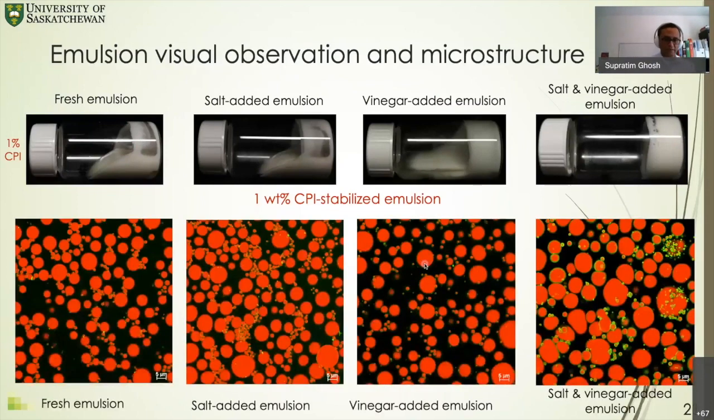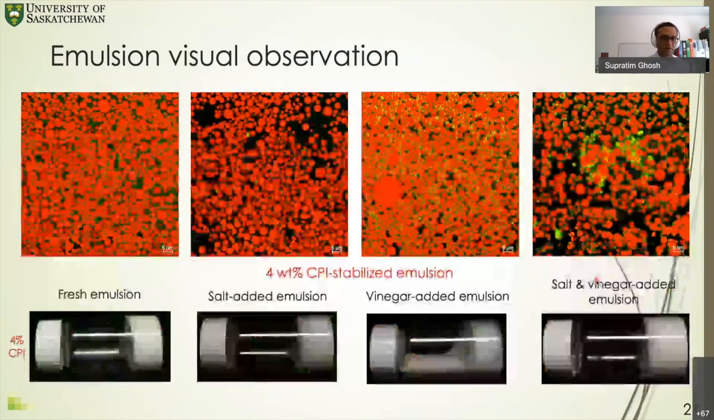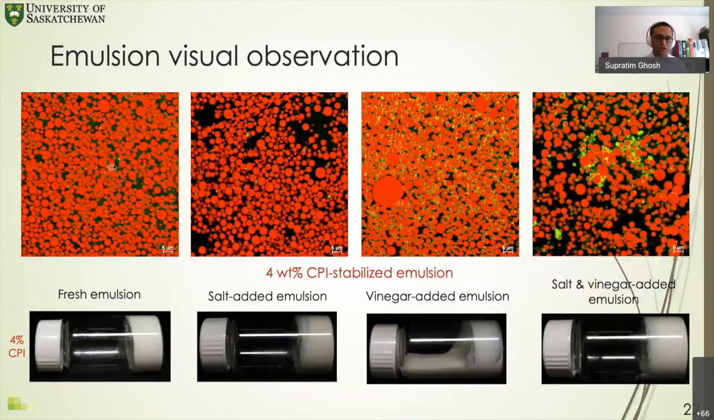So if you look at the structure of the emulsion, this is confocal microscopy. At 1%, the emulsion was not very stable, and we could not see much interesting effect. At 4%, though, one thing you can clearly notice is the droplet size. The droplet was much smaller with 4% protein, and that created a better structure and gave us a more stable emulsion and increased the viscosity or viscoelasticity.